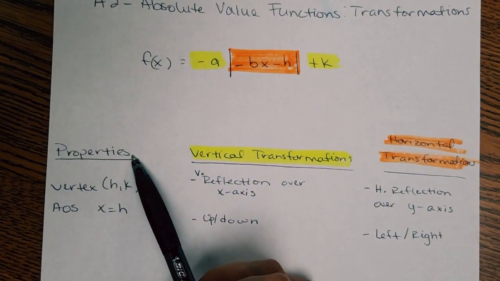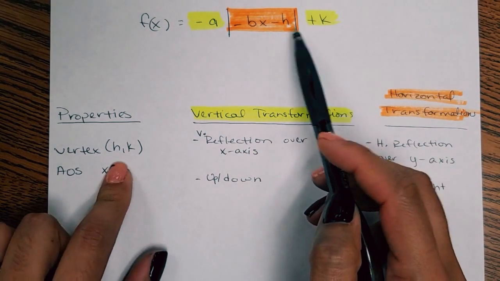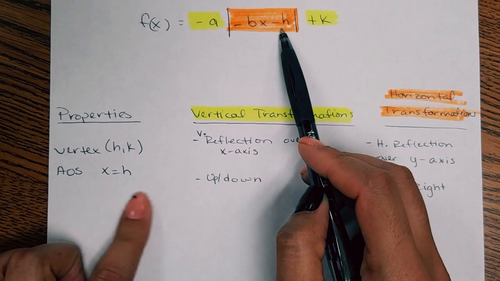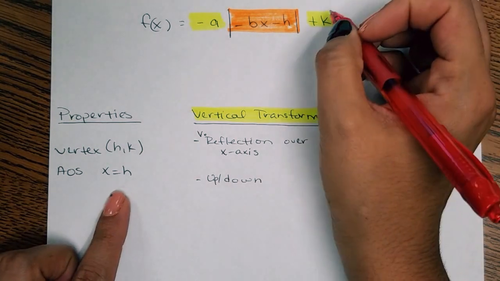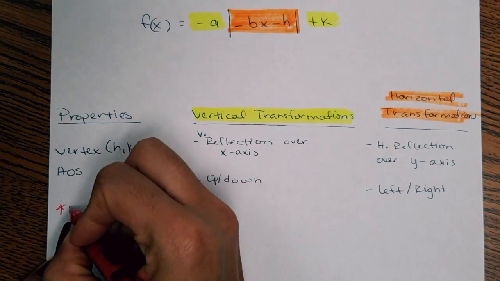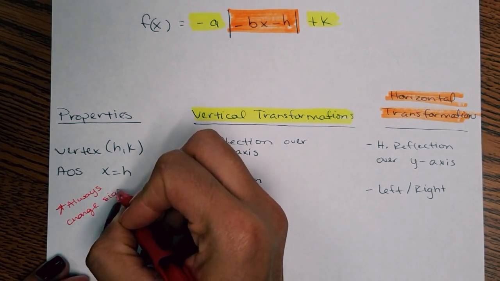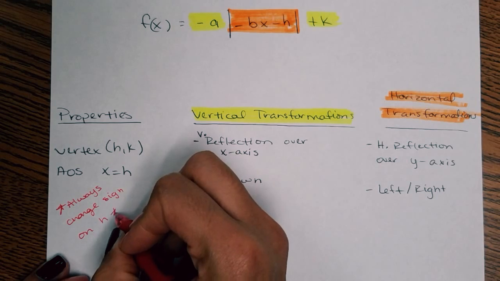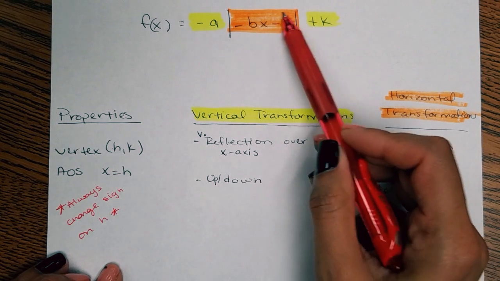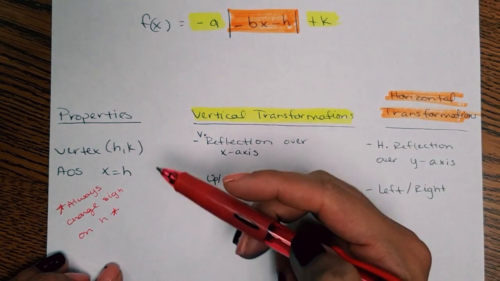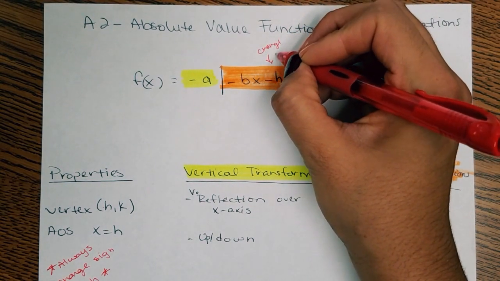So the properties, you should already know the properties of an absolute value function in this form. You should know that you can find your vertex from your H and your K and your axis of symmetry as well. Now, one thing that you always have to keep in mind, always, always, always, is that you always change the sign on your H, all the time. So if this is negative, in here it's going to be positive. If this is positive, in here it's going to be negative. So just make sure that you change the sign. This is so important.